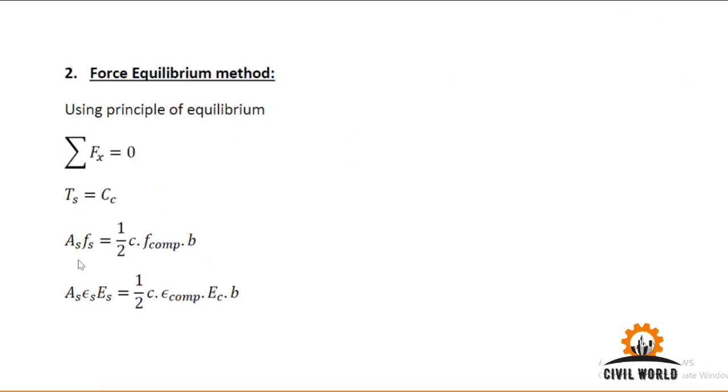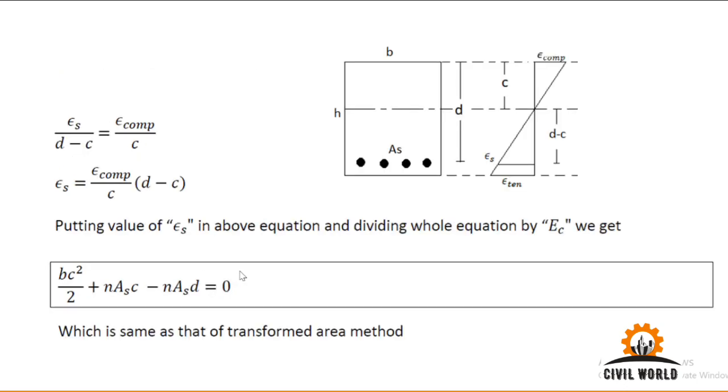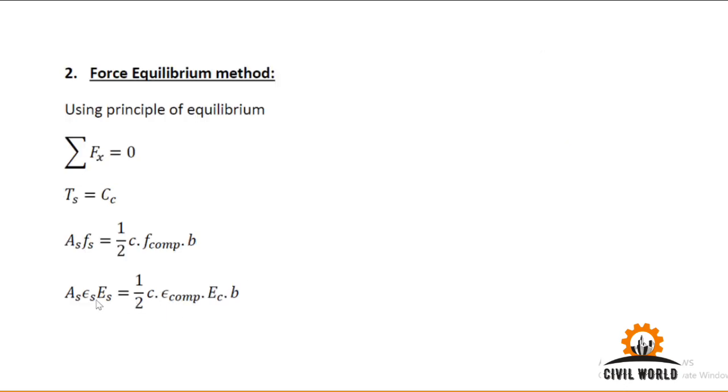So if we put in values of stresses in steel and stresses in concrete in terms of strain and modulus of elasticity, it comes out to be AS into strain in steel multiplied by modulus of elasticity of steel, equal to half C into strain in concrete multiplied by modulus of elasticity of concrete multiplied by B. Now in this equation we have three unknowns.